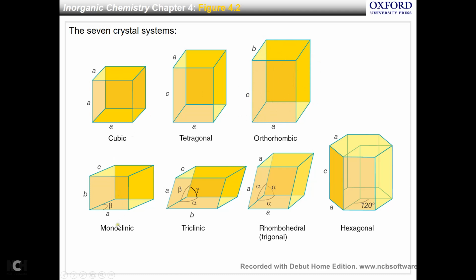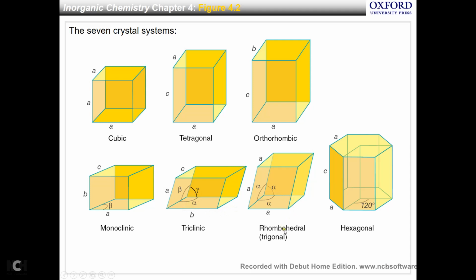Now over here, you have monoclinic. So you have this 90 degrees, this 90 degrees. However, this beta is different from 90 degrees. All right. Also, this one is different from 90 degrees. And then you look at the three edges, A, B, and C. They are different. Triclinic. Not only A, B, C are different, but the three angles are different. You have alpha, beta, and gamma. They're all different from 90 degrees.